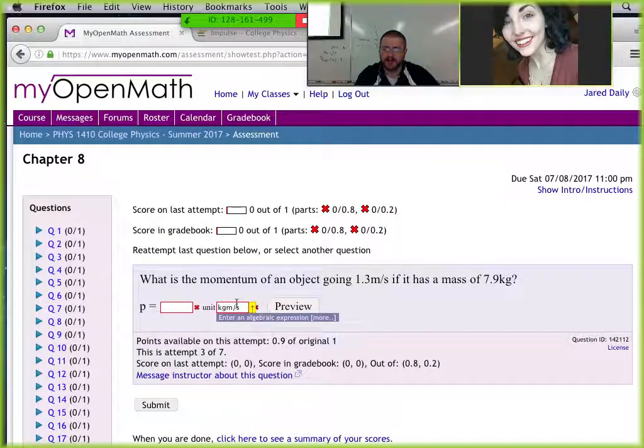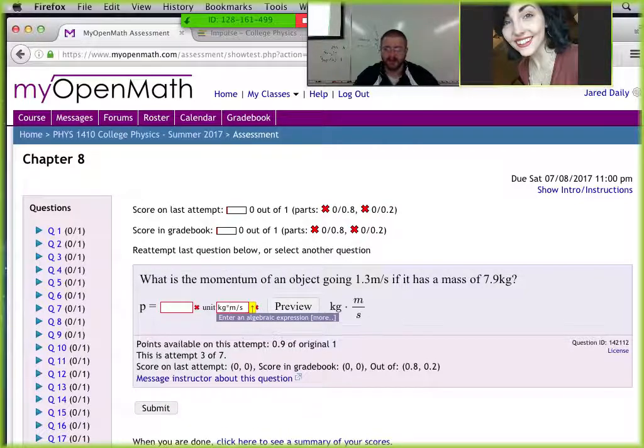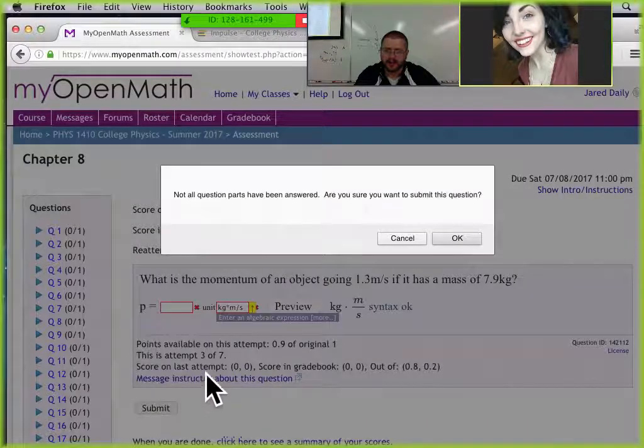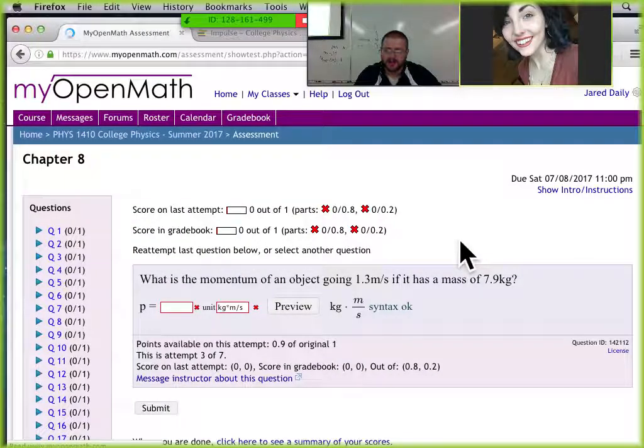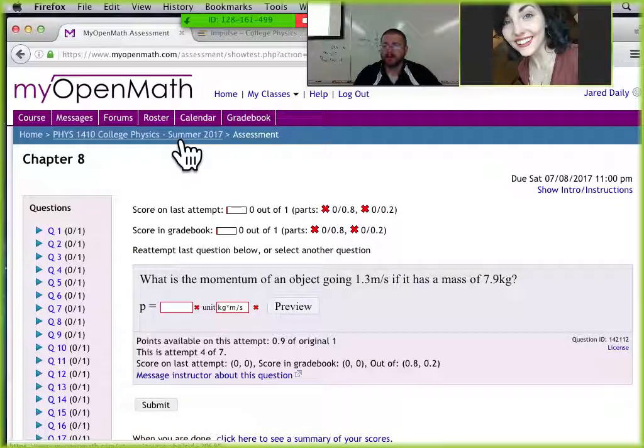I don't know why that's wrong. Kilograms times meters per second. Well, let's go look at it.